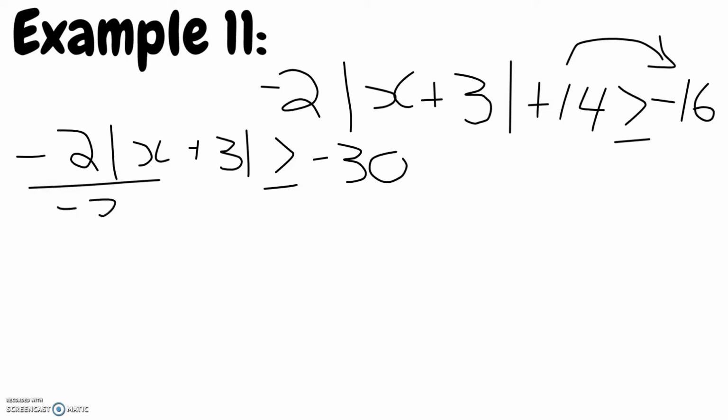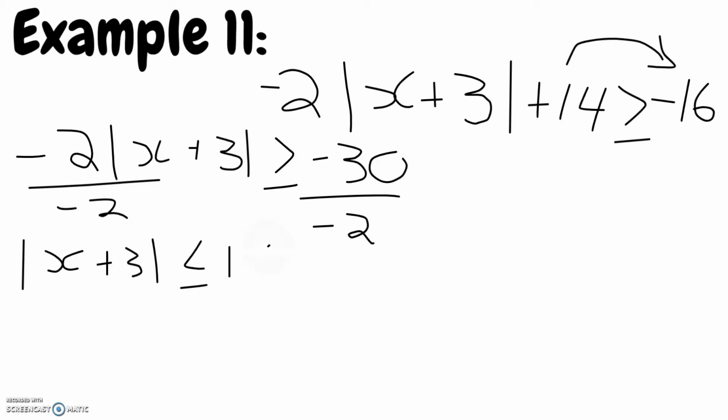Our next step is going to be dividing both sides by negative 2 in order to eliminate the constant multiple. When we divide by negative 2, because it is negative, we have to switch the sign of the inequality. So it's going to be the absolute value of x plus 3 is less than or equal to 15, because negative 30 divided by negative 2 is 15.